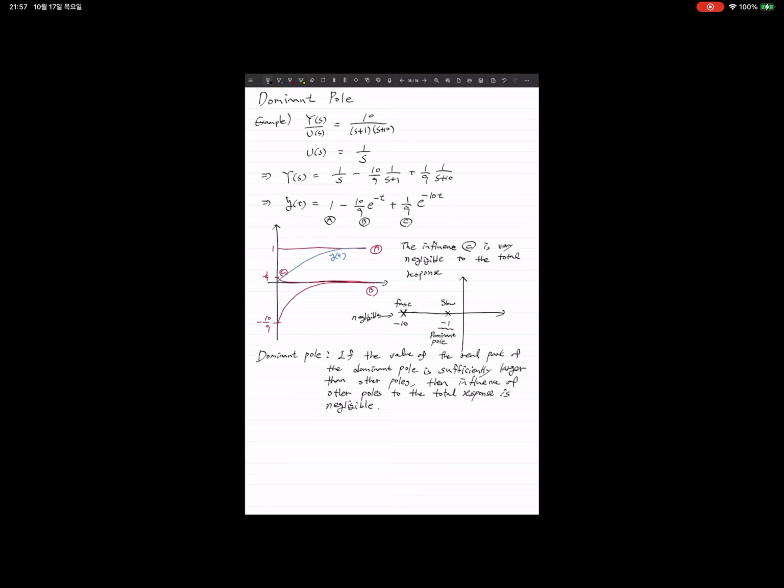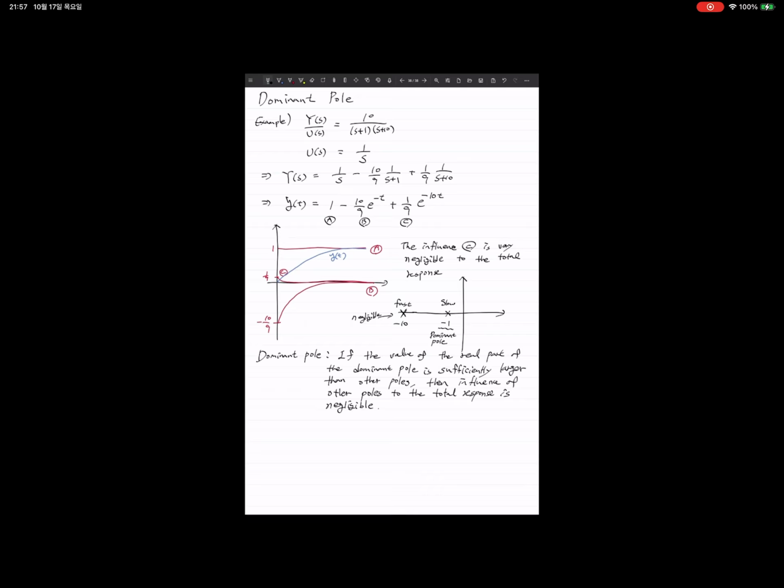We call the pole which is closest to the imaginary axis the dominant pole, and if the real part of the other poles is sufficiently larger than that of the dominant pole, then the influence of the other poles to the total response is negligible.